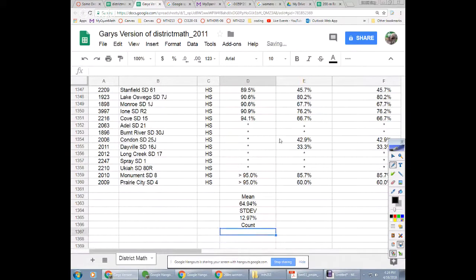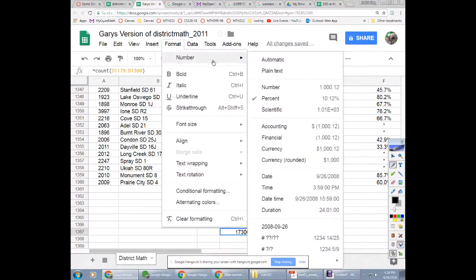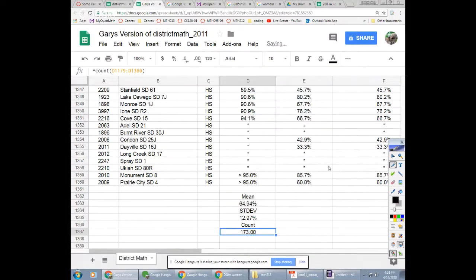And I'm going to make it a percentage, which is inappropriate. Whoa, what happened? Accidentally deleted. Format, number, claim number. So I have 173. All but 2 of them were within that range, right?